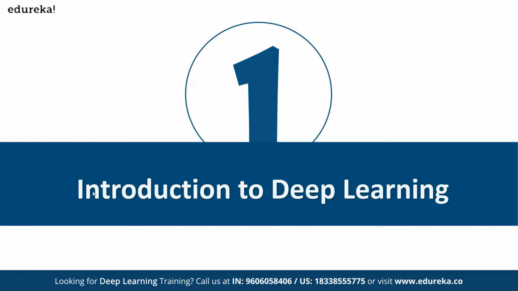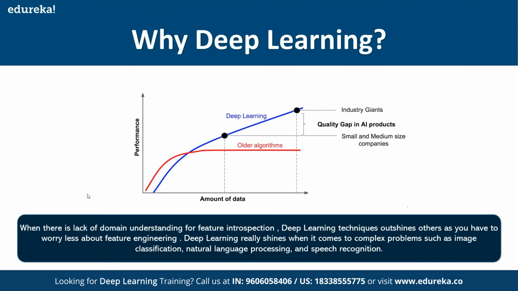The reason we would prefer to work with deep learning is that whenever there is a lack of domain understanding for feature introspection, that means whenever I'm not aware of the features that we have in the data set, that is the columns or the features in the data set, deep learning techniques perform pretty well in such scenarios. Here, we don't have to worry too much about feature engineering. All the features and the required adjustments will be taken care of automatically by the deep learning neural networks.